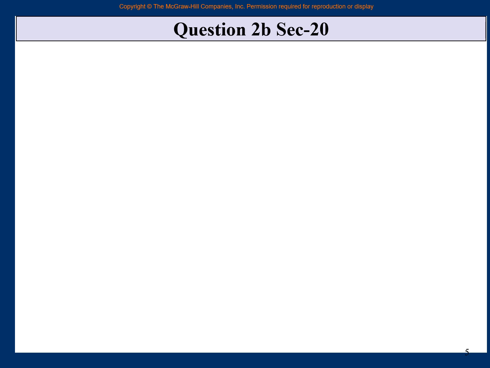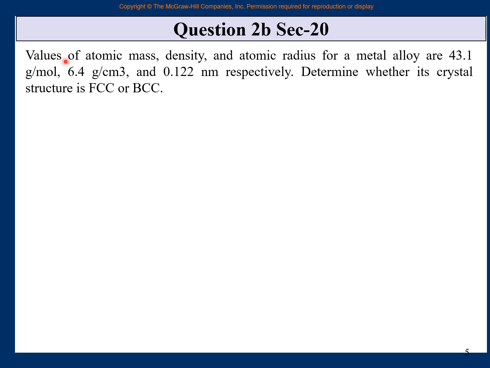So now it is question 2B of the next section, second section. The question is, values of atomic mass, density, and atomic radius for a metal alloy are this, this, and this. Determine whether its crystal structure is FCC or BCC. So once again, just note down what is given and not given. Mass, this value. Density, this value. Atomic radius, this value. Remember, mass is in gram per mole. So this is known. And they are asking whether this is FCC or BCC.